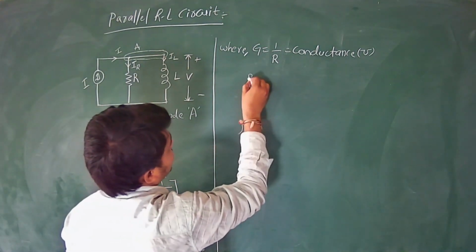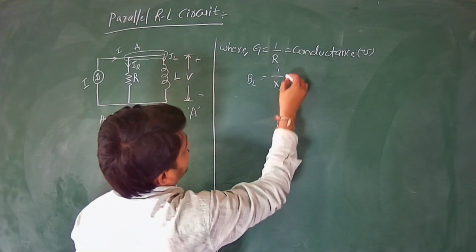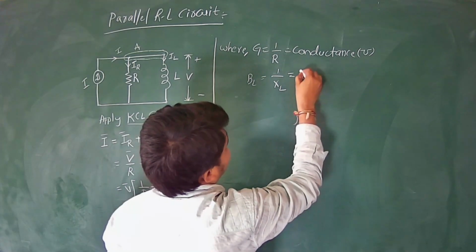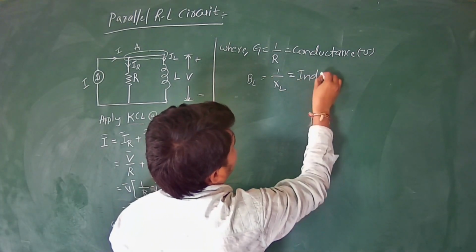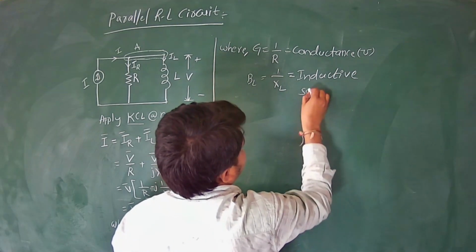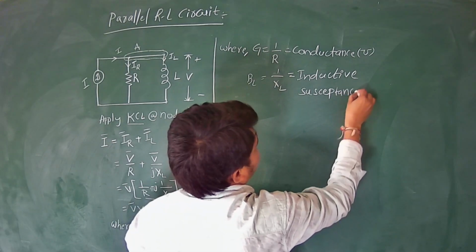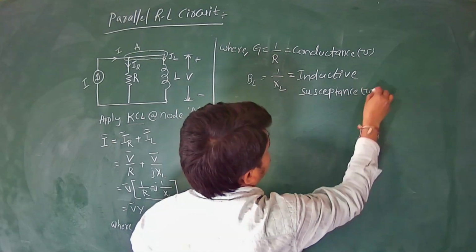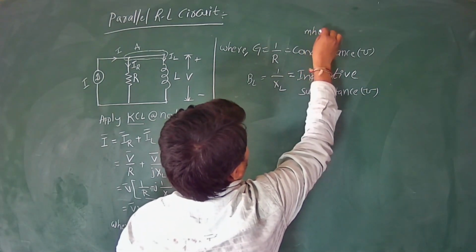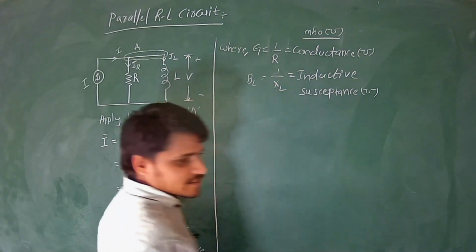Next, BL is nothing but 1 by XL, which is called inductive susceptance. Inductive susceptance is also measured in mhos. This is the mho symbol.